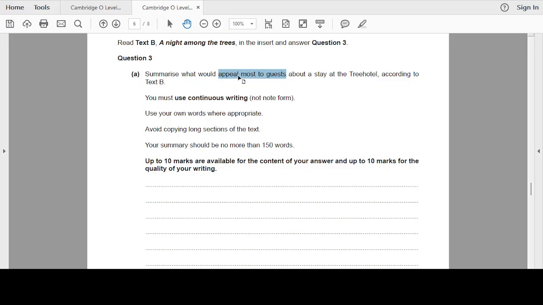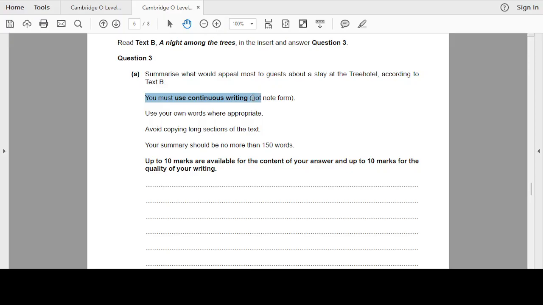It could be one single thing to focus on. It might be two, but not more. That hasn't happened so far in the English papers. So it might be a single theme, it might be two themes to focus on, depending on the kind of content and information in the text. You must use continuous writing.